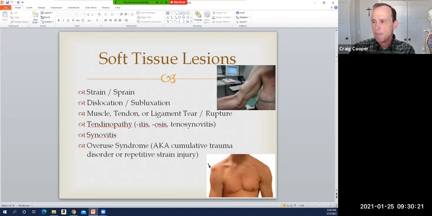Up top, this would be a muscle tear. So this is a bicep tear, and I'm guessing it's probably the long head of biceps brachii that has torn on this gentleman. It's still anchored down here, and then the short head is still anchored, but you get this big ball look.